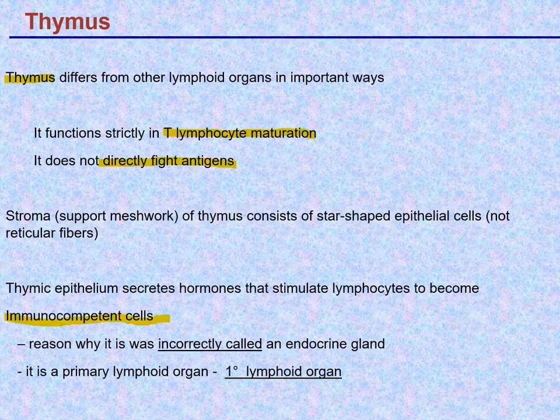Its function, I think, was described in the 1970s, but at first they did find that there were hormones, and for that reason it was incorrectly described as an endocrine gland. It's not. It's a primary lymphoid organ. Okay.